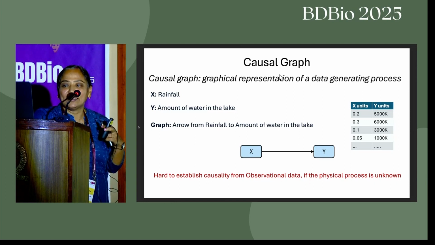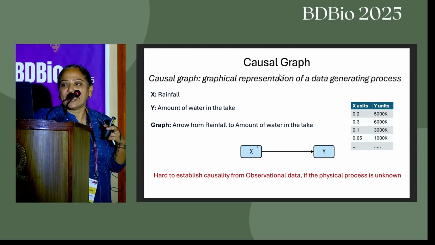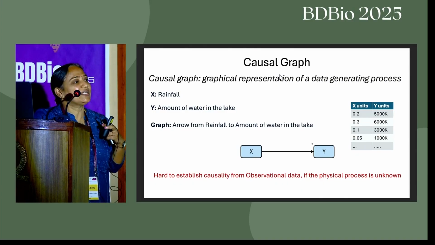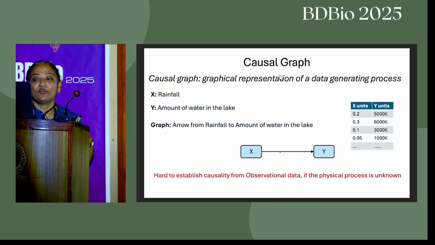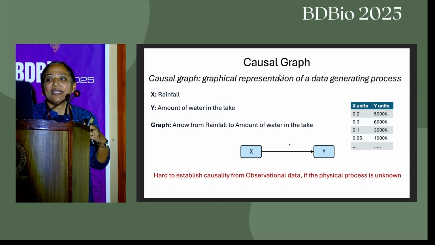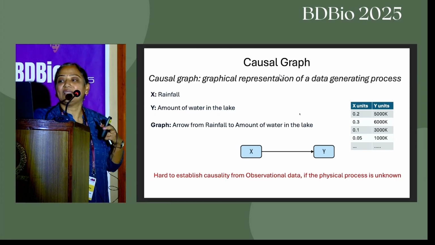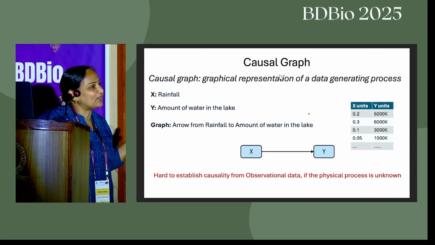So the causal graph should give me X and Y as the two nodes, and the arrow goes from X to Y, meaning that rainfall comes first and that flows into the lake. But is this obvious from the table? It is not. From the table, it can also give you the other way around, right?